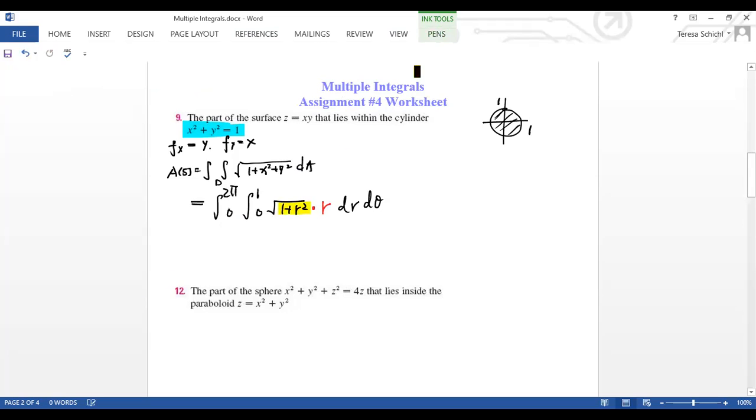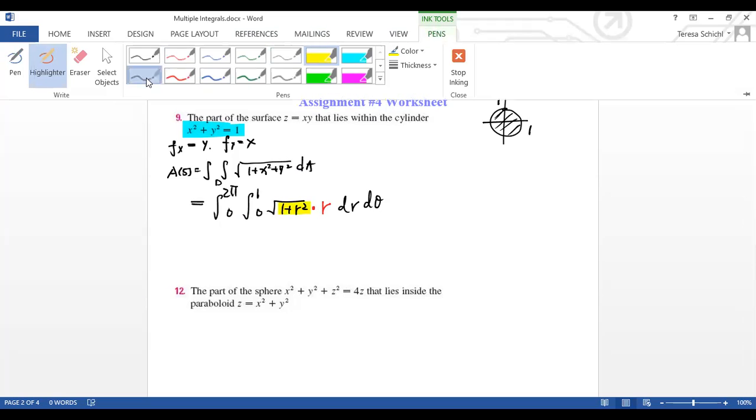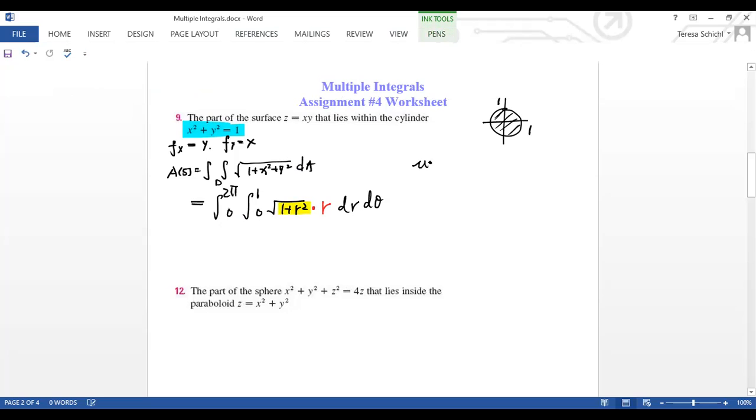And then in here, you see, it's beautiful, right? So this is the square root of 1 plus r squared. You have an r outside. So what do you do here? You use u sub, right? So you will say 1 plus r squared is equal to u. Then you can do the u sub, and then you will be able to integrate. So after you integrate, this will be 1/3 times (r squared plus 1) to the 3/2, right?